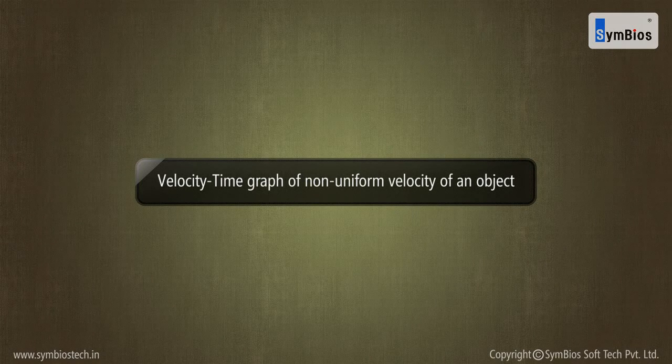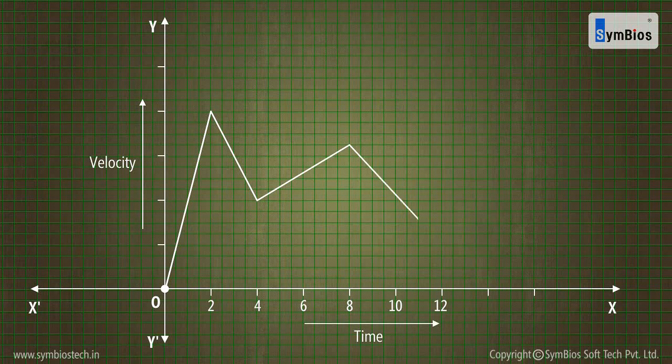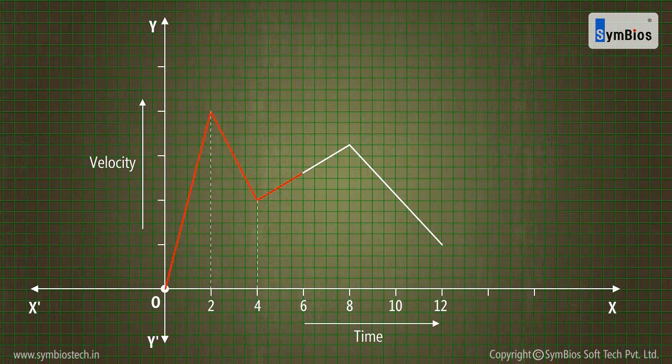Velocity time graph of non-uniform velocity of an object. When the velocity of an object changes alternatively, the velocity time graph is a zigzag curve. This graph shows that the velocity of an object is increasing at constant rate up to 2 seconds, then decreasing at a constant rate up to 4 seconds, again increasing at a constant rate up to 8 seconds, and then decreasing up to 12 seconds.